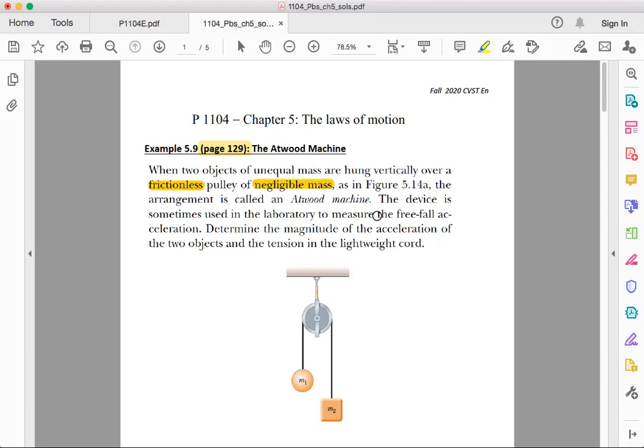Negligible mass means that it is massless. And also they say that we have to determine the magnitude of the acceleration of the two objects, so basically A1 and A2, and the tension in the lightweight cord. This is also something to highlight: lightweight cord means that the cord is of negligible mass and therefore it's also inextensible. So let's go on and share the whiteboard to solve this problem together.